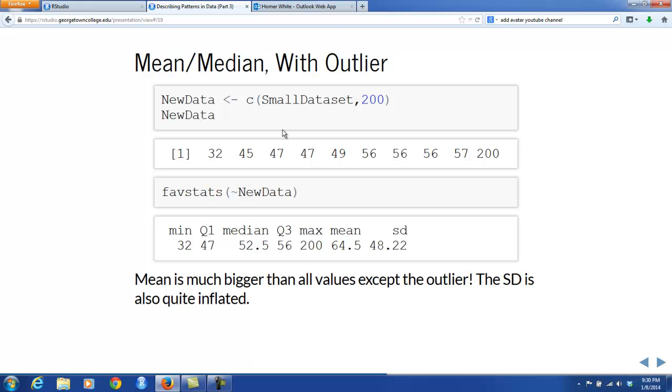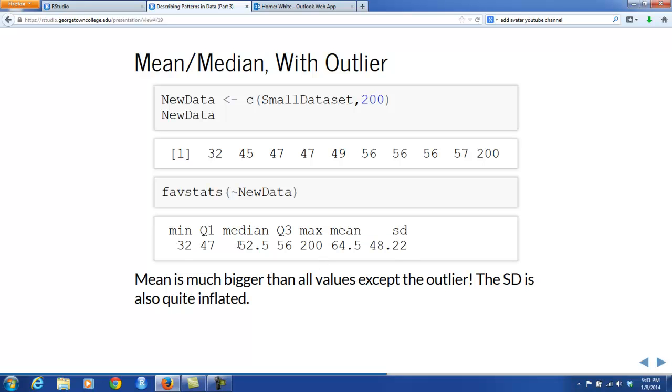But now, let's add on to this data set an extreme outlier. So what we've done here is we've created an object called new data. That's just the name I chose for it. What did I do? I put together a small data set with a new number, 200, using the c function. So new data has all of the original data set together with the new number 200. Now when we try favstats on new data, the numerical summary comes out like this.